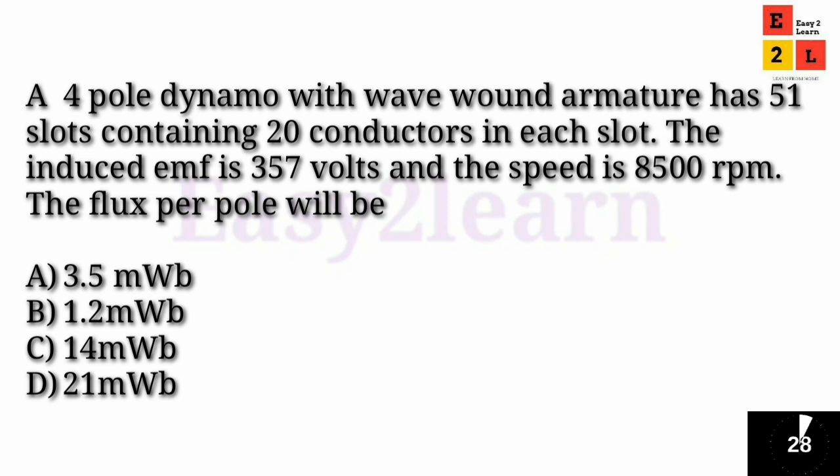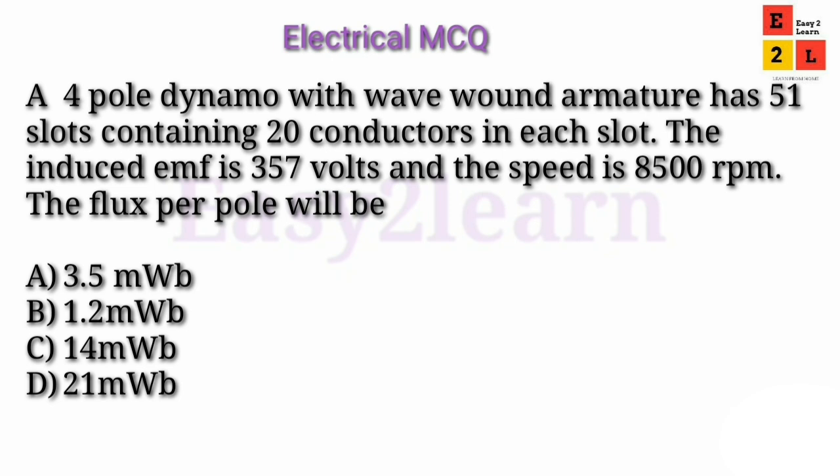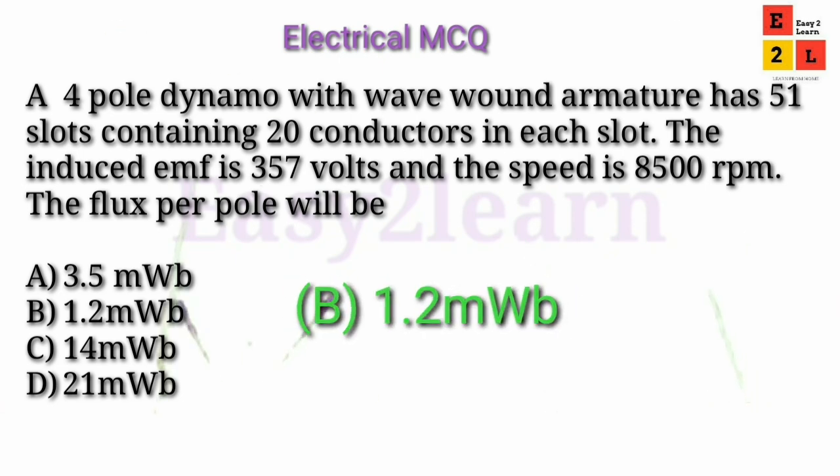A 4-pole dynamo with wave-wound armature has 51 slots containing 20 conductors in each slot. The induced EMF is 357 volts and the speed is 8,500 rpm. The flux per pole will be: A, 3.5 mWebers. B, 1.2 mWebers. C, 14 mWebers. D, 21 mWebers. The answer is B, 1.2 mWebers.